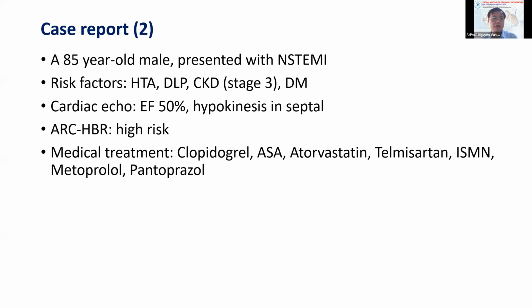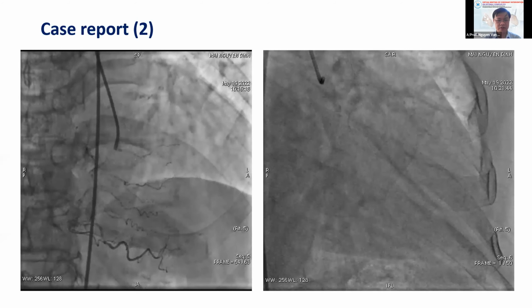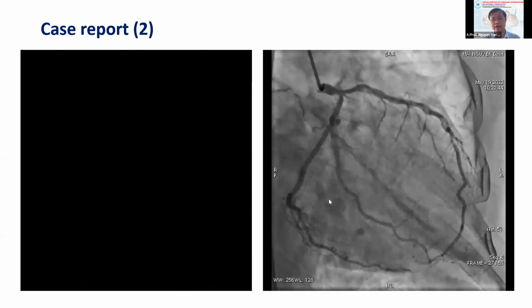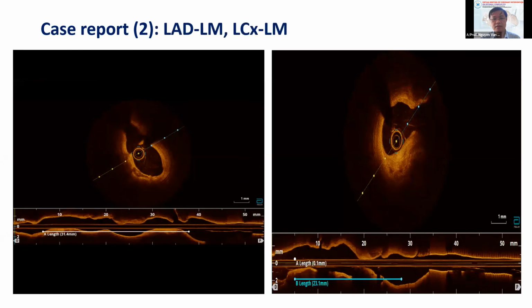So the second case is a 65 years old male presenting with non-STEMI, refractory hypertension, dyslipidemia, CKD, diabetes, and the patient has a high risk for bleeding, medical treatment by DAPT and statin. And the picture here, look at the RCA with the CTO in the mid, and on the right side, a very severe lesion in the left main, and we also look at the OCT, very heavily calcified from the mid LAD to the left main.